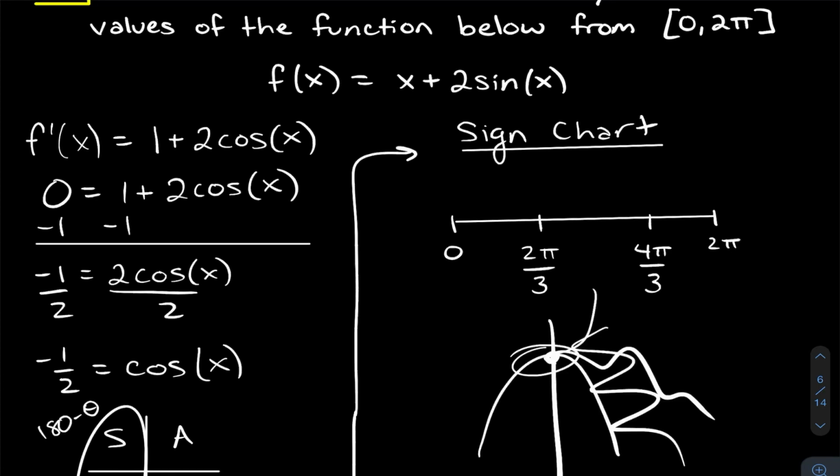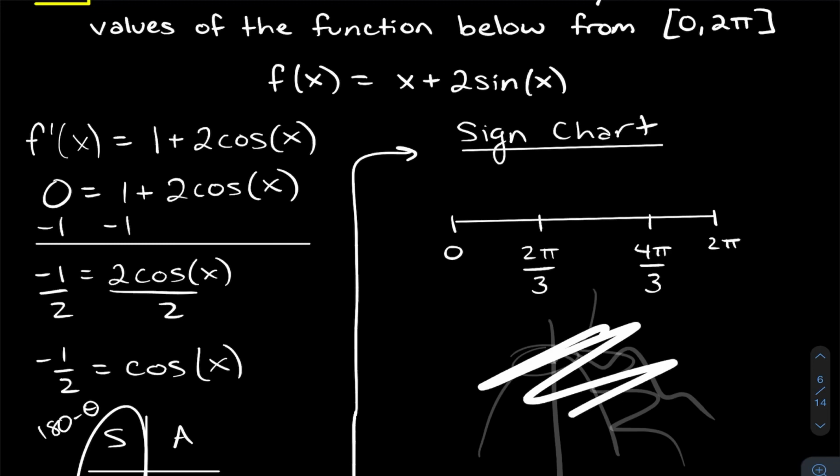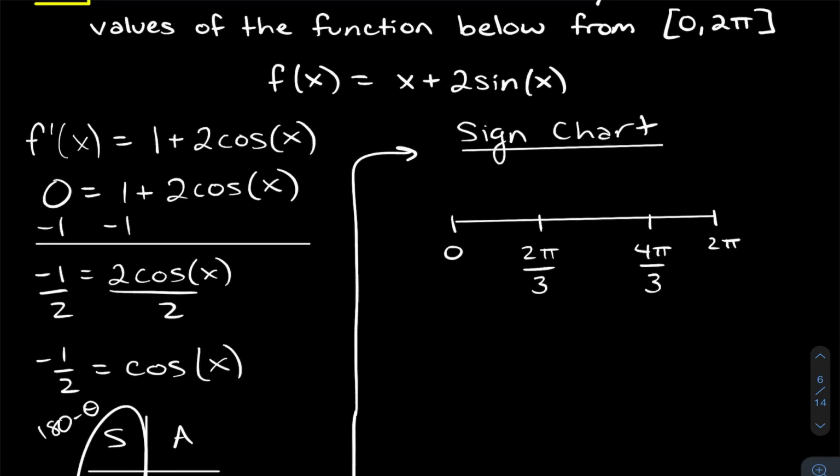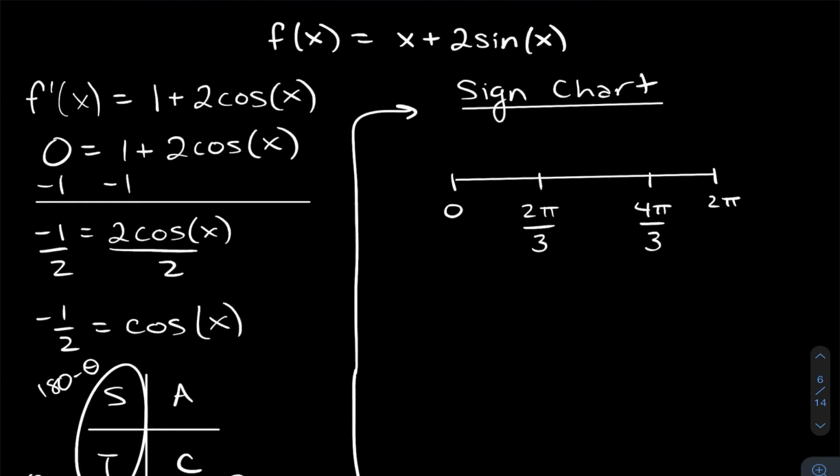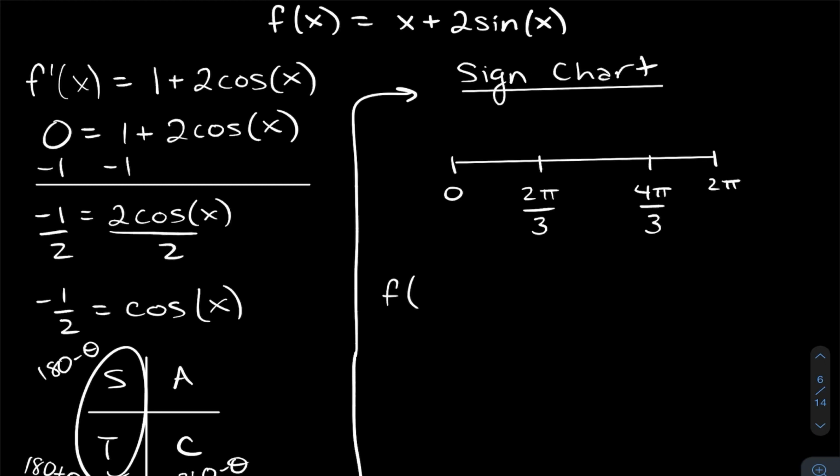Okay, so we know that we need something in here, something in here, and something in here. We need 3 test points. The test points that I volunteer are going to be, well, something in between 0 and 120. I would say just go with pi over 3, because we know what the cosine of 60 is. You could also do pi over 2. That's probably even easier. Actually, yeah, let's do pi over 2. That's in between 0 and 2 pi over 3.